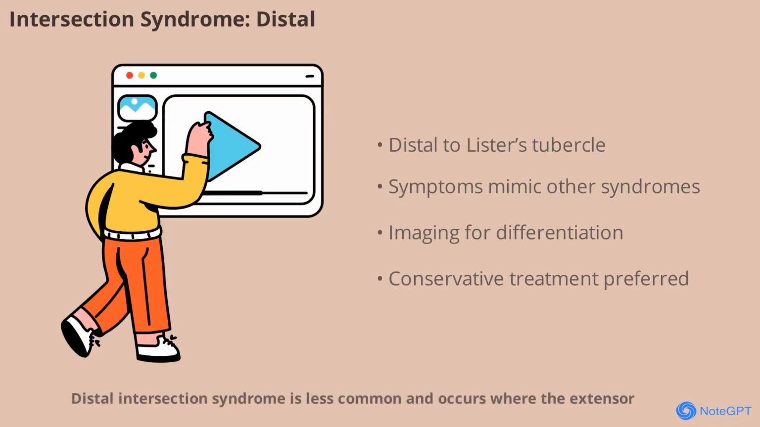Distal intersection syndrome is less common and occurs where the extensor pollicis longus crosses the second compartment tendons distal to Lister's tubercle. Symptoms are similar to proximal intersection syndrome and de Quervain, making diagnosis challenging. Imaging helps differentiate these conditions. Treatment is mainly conservative with splinting and NSAIDs, but surgery may be needed for persistent cases. Recognizing the anatomical location and clinical features is key to effective management.